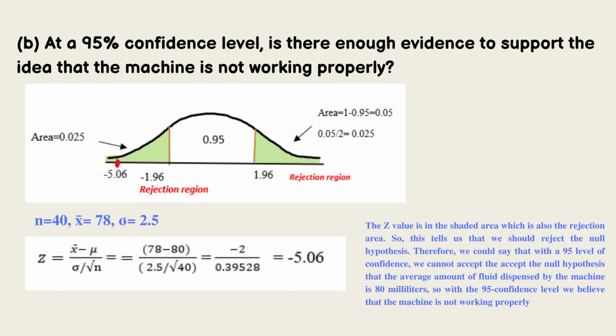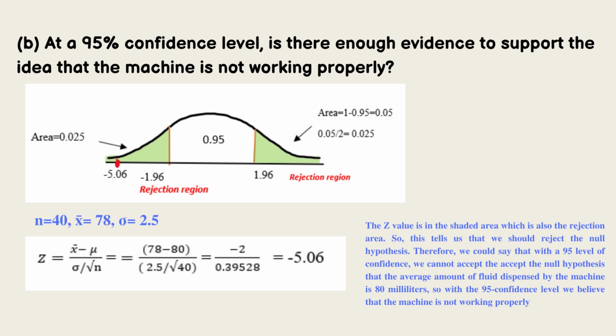For negative 1.96, it is a rejection area. For the test statistic formula, it is 78 minus 80, divided by 2.5 divided by the square root of 40. The answer is negative 5.06. So the z value is in the rejection area. This tells us that we should reject the null hypothesis.